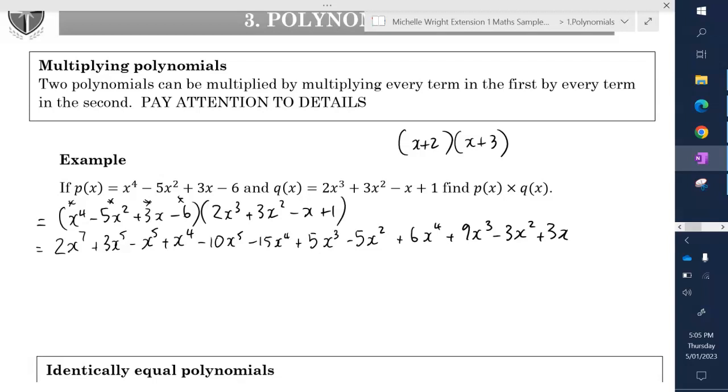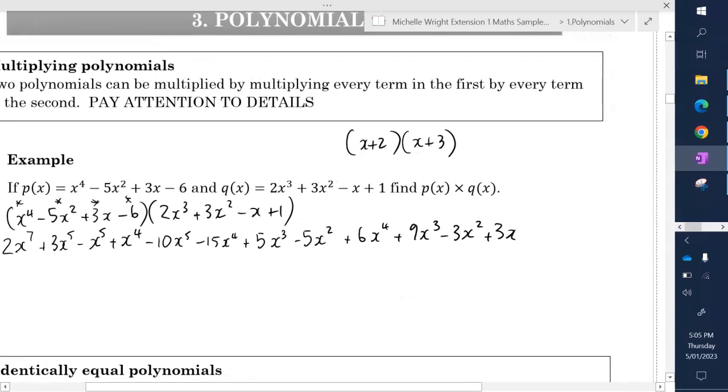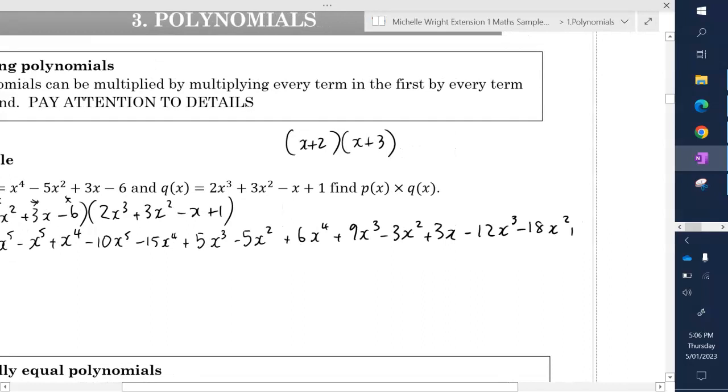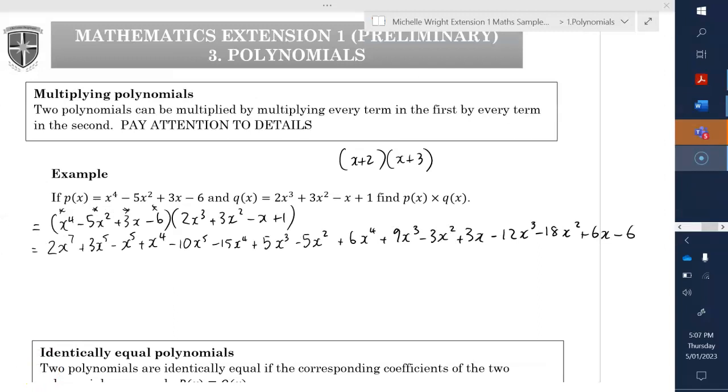I'm going to have to flow over to the next line there again, I think, if I don't have enough space. No, we might make it. Minus 12x cubed minus 18x squared plus 6x minus 6. Okay, now you need to collect like terms.